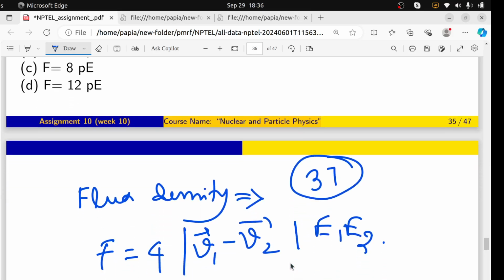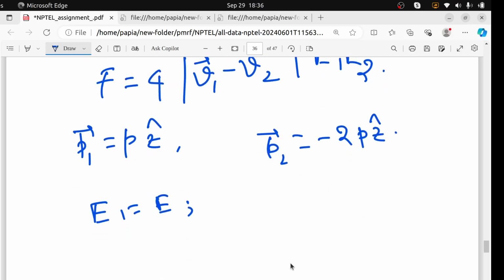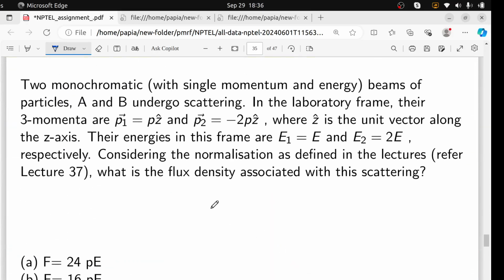Okay, fine. So flux density is this one: F equals 4 (V1 minus V2) E1 E2. Now P1 is given here, P2 is given, E1 is given, and E2 is given as 2E. Whatever they have given in that question, I am just writing that. That's it.